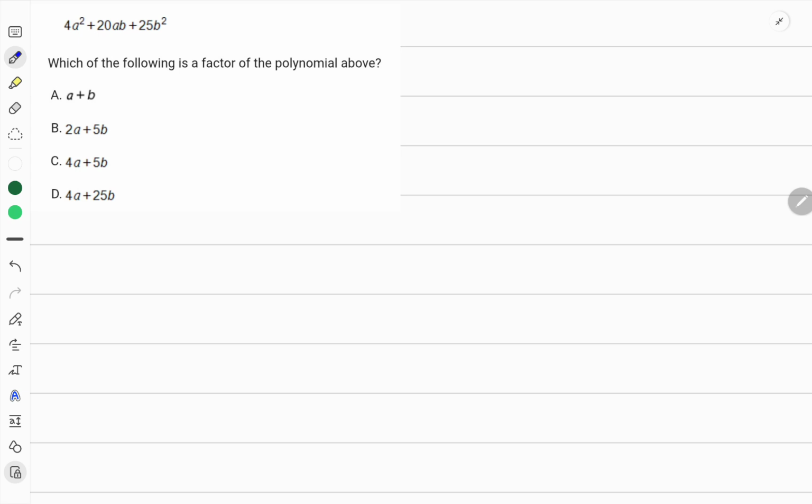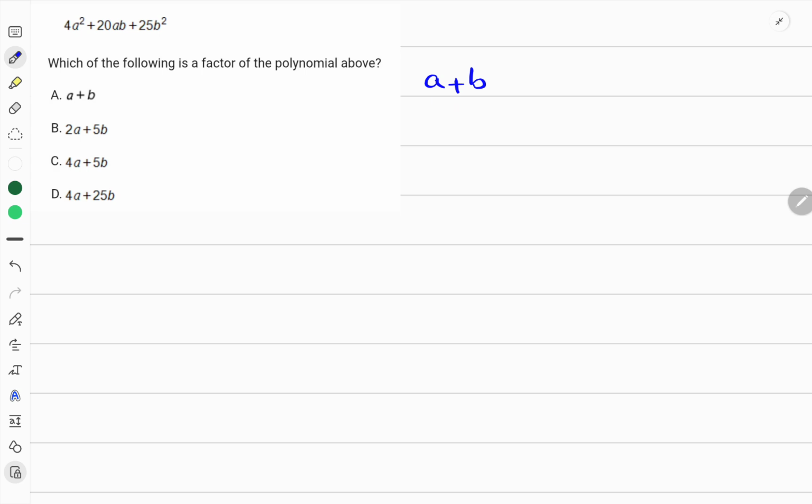So before diving into solving this question, I'd like to give you a brief introduction to the square of a binomial. First of all, what is a binomial? This is a binomial, a plus b. This is an expression, and because there are two terms in this expression, this is called a binomial.